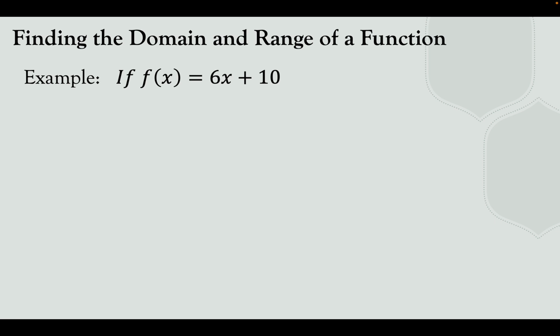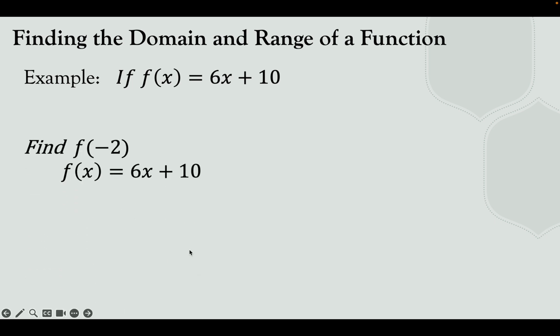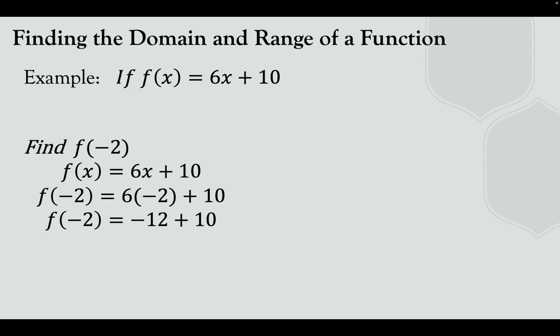So for example, we have a given equation. If f of x is equal to 6x plus 10, let's find f of negative 2, where the value of your x is negative 2. Using the given function, we just need to substitute the value of x there. So f of negative 2 is equal to 6 times negative 2 plus 10. 6 times negative 2 is negative 12, plus 10 is negative 2. So f of negative 2 is equal to negative 2. That is the value of your y.